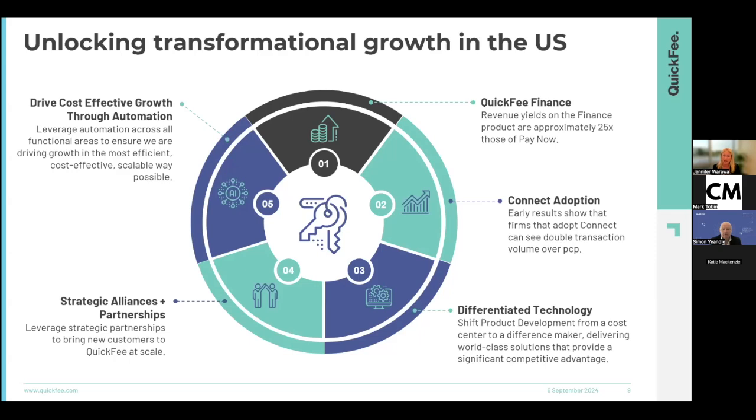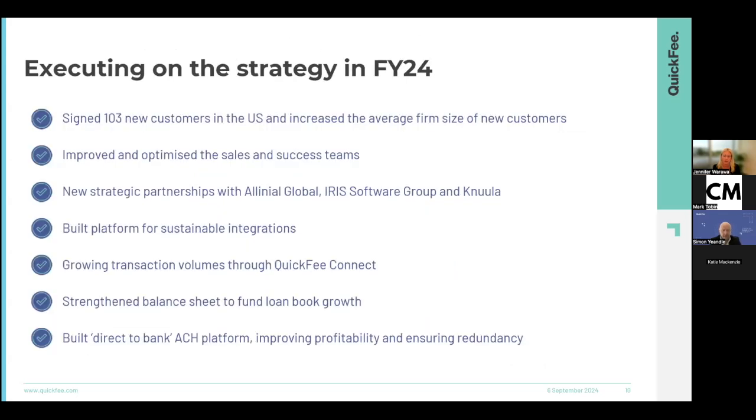In addition to Quickfee Finance and Connect, we need to deliver differentiated technology, build strong partnerships with other leaders in the industry so we can rapidly grow our reach, drive increased awareness, and acquire new customers at scale on a one-to-many basis, and leverage automation across all areas of our business. Now in FY24, we achieved a number of operational milestones that continue to build on our platform for transformational growth, which included signing 103 new customers, launching 3 new strategic partnerships with Nula, Iris Software, and Millennial Global, and developing and launching our own direct-to-bank ACH platform.